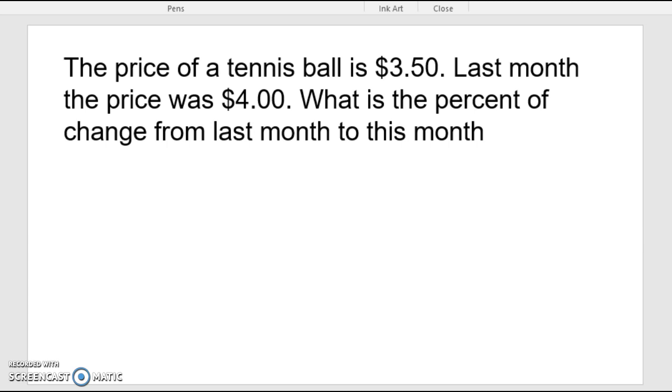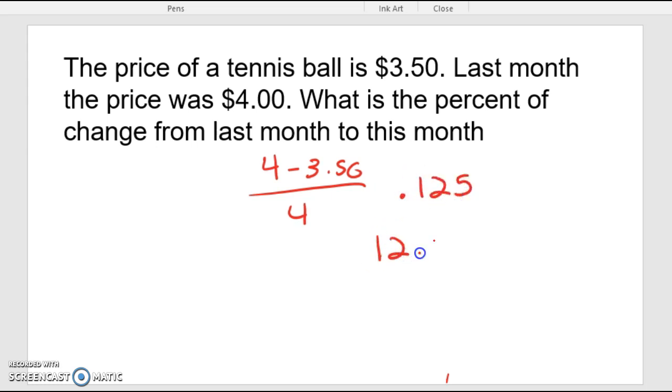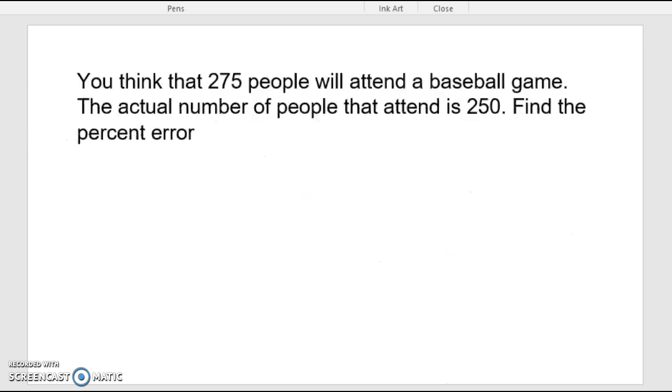All right, here it says a tennis ball is $3.50. Last month the price was $4. What percent changed from last month to this month? So we're going from last month to this month. So last month it was 4 minus $3.50 over 4, which is going to give us an answer of 0.125. We can say 12.5%, and then it would be a decrease, because this month is less than it was last month.